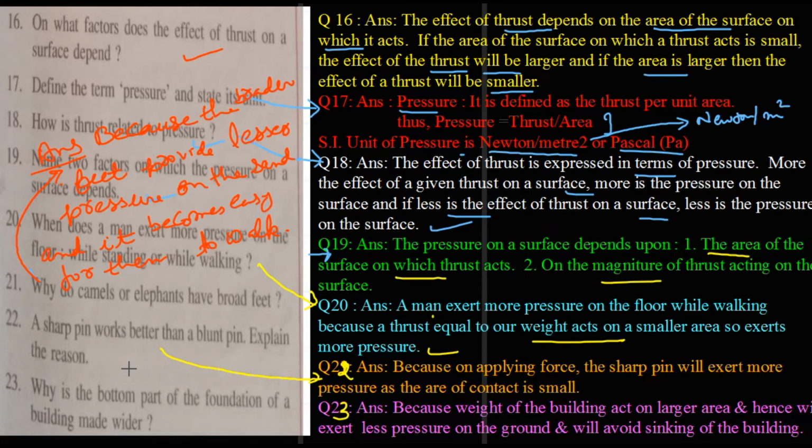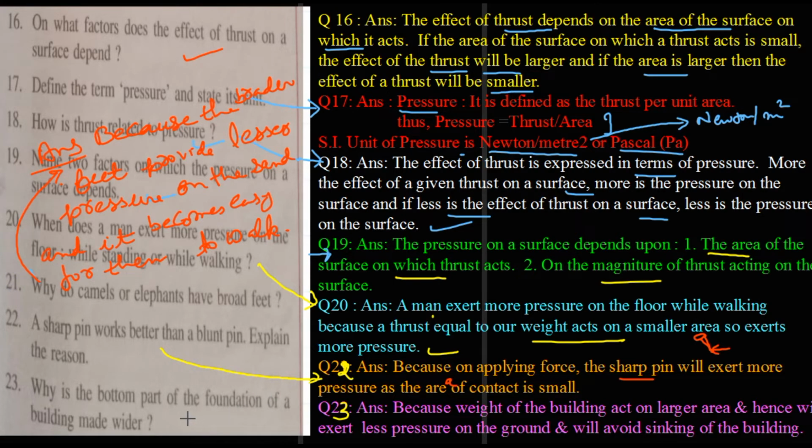Now question 22. A sharp pin works better than a blunt pin. Explain the reason. Because on applying force, the sharp pin will exert more pressure as the area of contact is small. So the sharp pin has this small area of contact, so more pressure will be applied here while we push it, so it will work better.